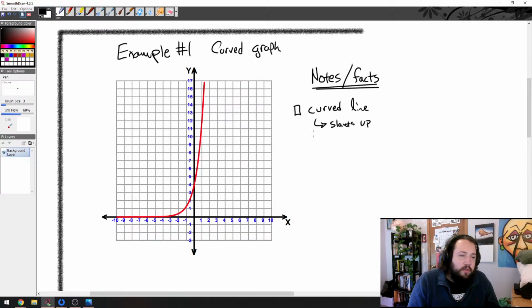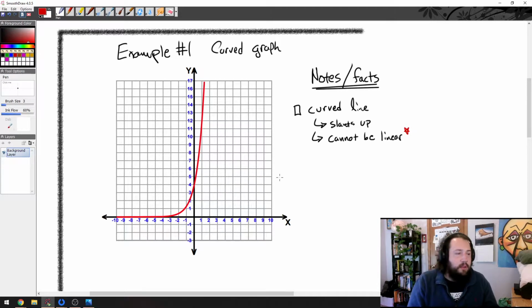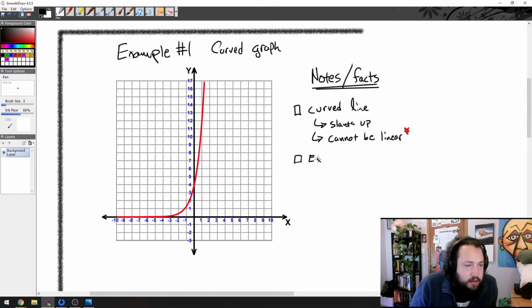If it is a curved line, that means that it cannot be linear. So that's one of the first notes that I make. I'm like, hey, warning sign, this can't be linear. And because I've memorized the way these graphs look, and also because we've really only talked about linear or exponential, we know that this one here would be exponential. All right, so if this is curving up, it's exponential.